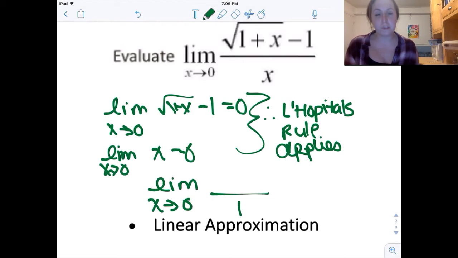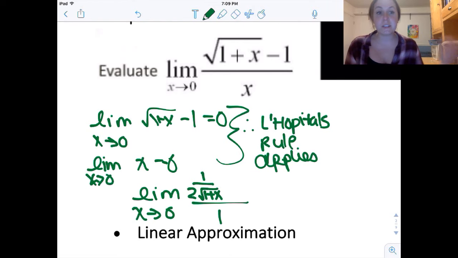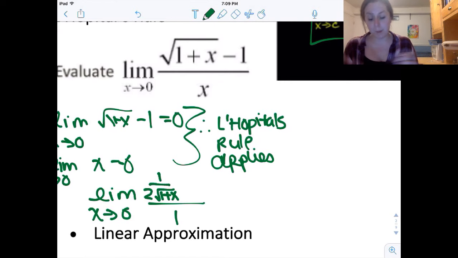Derivative of the bottom is just 1. The derivative of the top is 1 over 2 radical 1 plus x times the derivative of the inside, which is just 1, minus 0. So now when I take this limit, I just get 1 over 2.